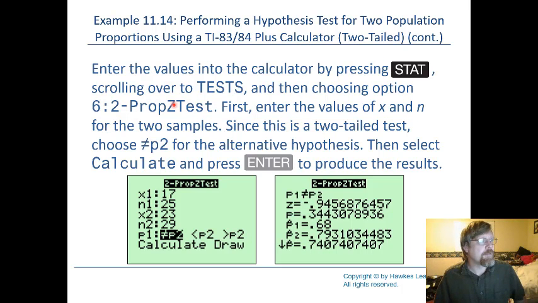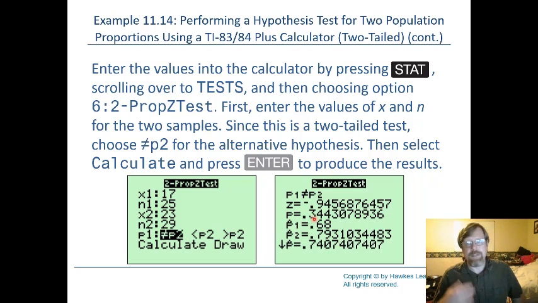I can tell the calculator I want to do a 2-prop z-test. I can give it the x and n values appropriate: 17, 25, 23, and 29. Tell it I'm doing a two-tailed test by saying that my alternative hypothesis is written in the not-equal-to form. And select enter, and it will spit out these results. There's my z value. There's my p-value, 0.34.